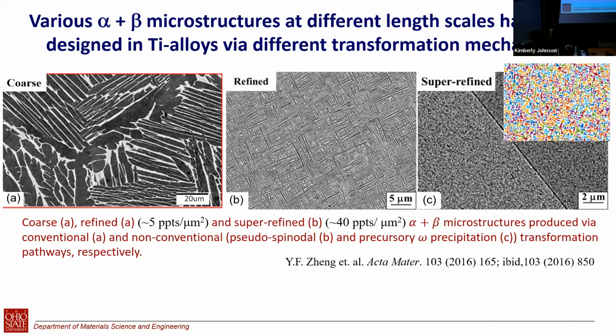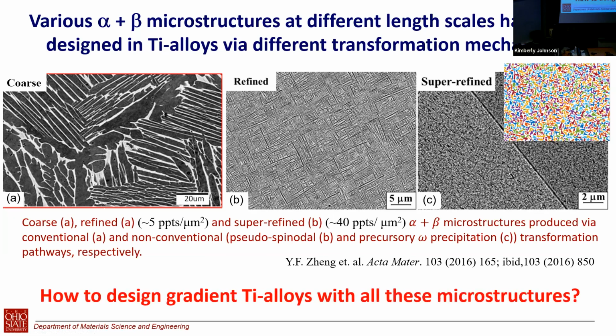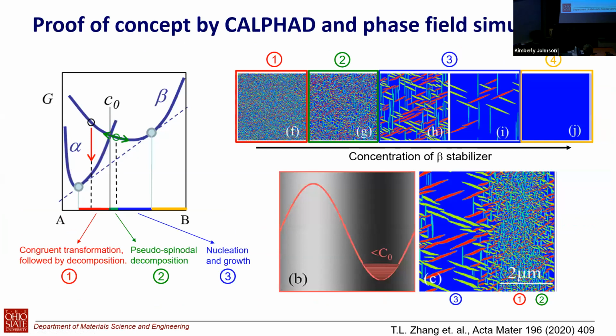So let's take a look at the titanium alloys. We know this is regular nucleation and growth. You have a very coarse alpha-beta microstructure. By involving the pseudo-spinodal mechanism, you can find it's much refined, and you can find a super refined microstructure where other mechanisms are involved: congruent transformation or omega-assisted nucleation. This is all alloy composition dependent. So if we do have a concentration gradient, we can create those microstructures.